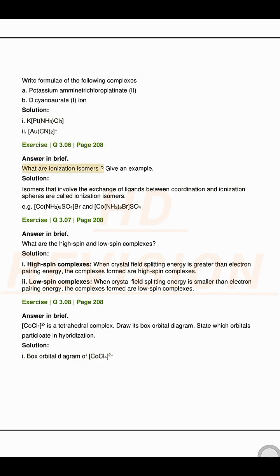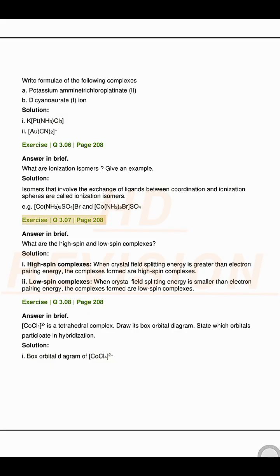Exercise Q3.06, page 208. Answer in brief. What are ionization isomers? Give an example. Solution. Isomers that involve the exchange of ligands between the coordination and ionization spheres are called ionization isomers. E.g., [Co(NH3)5SO4]Br and [Co(NH3)5Br]SO4.